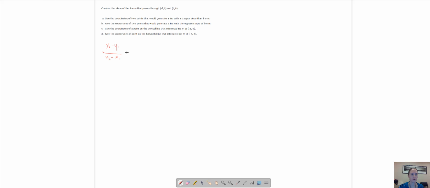Now all this formula means is that you're taking your second y from your point and subtracting the first y, and then taking the second x and subtracting the first x. So that's all it is. You're just subtracting these numbers up here. So we're going to take our second y minus our first y. So we're going to go 8 minus 6.